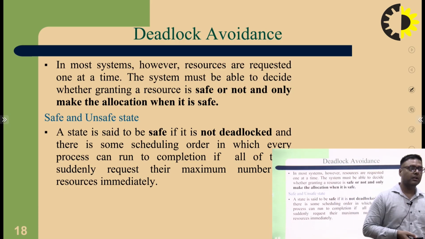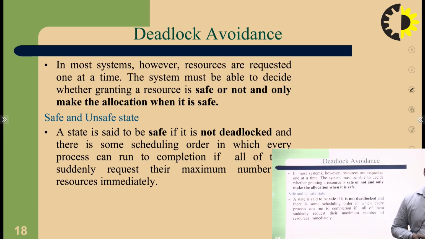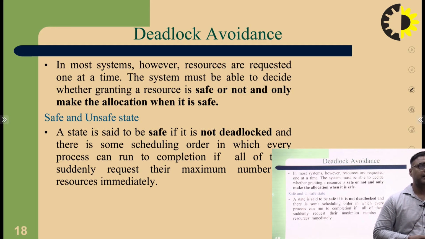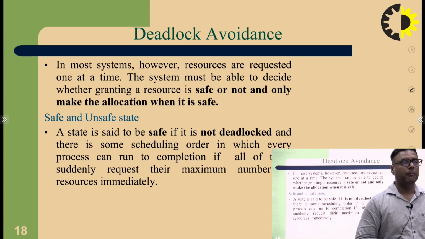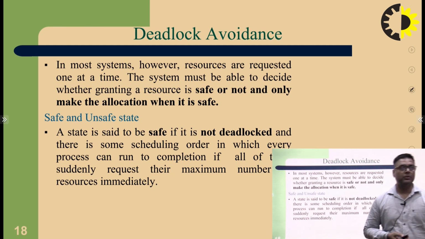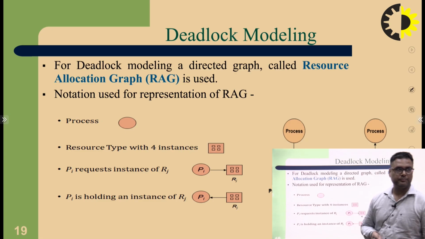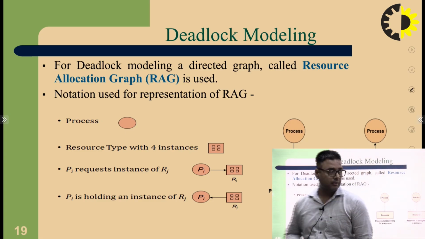So here it is mentioned, a state is said to be safe if it is not deadlocked and there is some scheduling order in which every process can run to completion, even if all of them suddenly requested their maximum number of resources immediately. Here are mentioned the deadlock models.